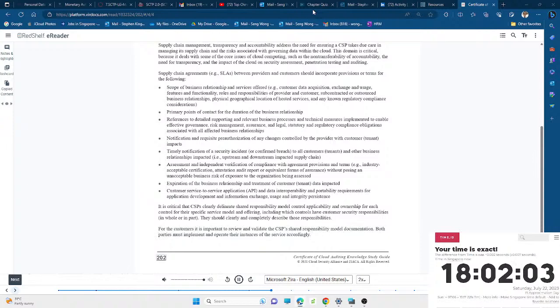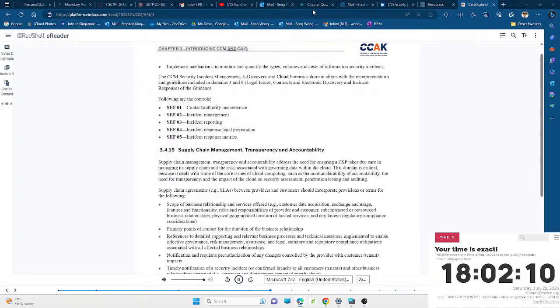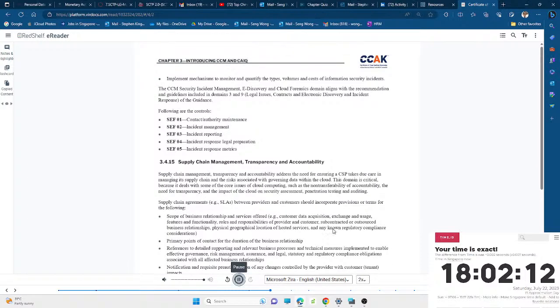202 Certificate of Cloud Auditing Knowledge Study Guide, copyright 2021, Cloud Security Alliance and Ccak. All rights reserved. Chapter 3, Introducing CCM and CAIQ. Image with the following description, image for page with label 202.